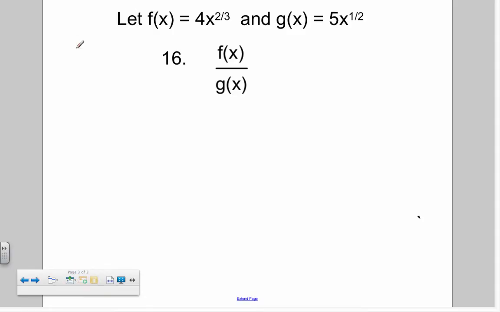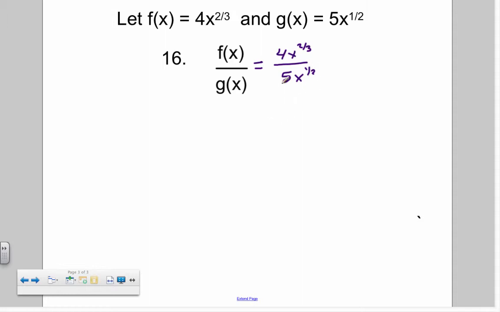Okay, let's move on to problem number 16. It says, let f of x equal 4x to the 2/3 power and g of x equal 5x to the 1/2 power. So problem number 16 is asking us to divide, and we also need to state the domain. So we're dividing f of x divided by g of x. Let's just go ahead and write this out. My f of x is 4x to the 2/3 power, and my g of x is 5x to the 1/2 power.